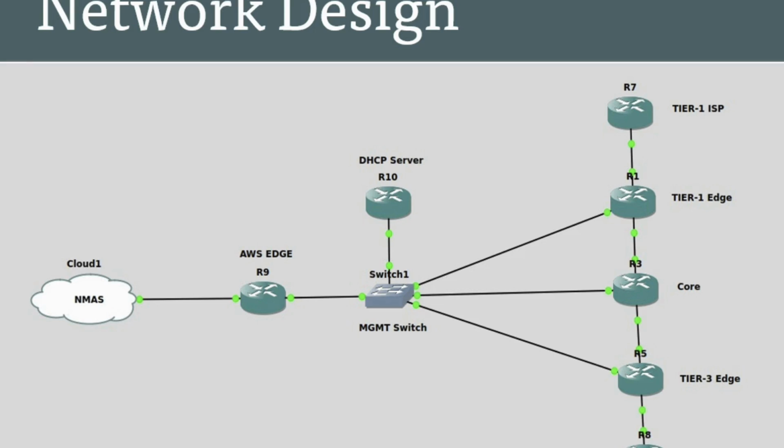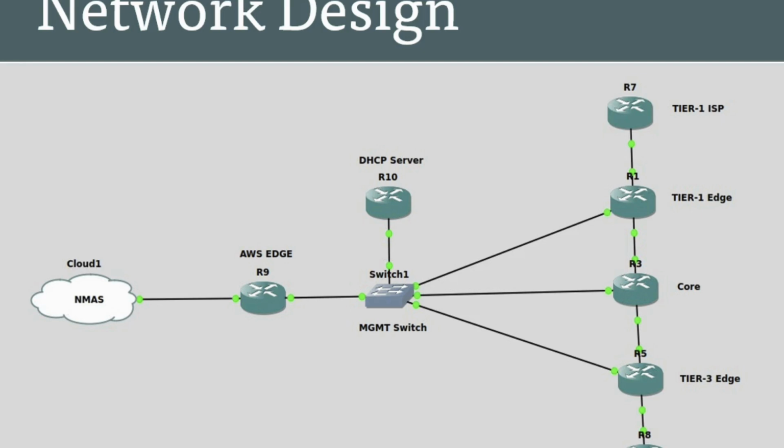That edge router essentially is connected to a management switch, and the management switch connects to the DHCP server, which could also act as a TFTP server for zero touch provisioning. The management switch also connects out of band with the actual transit network of the ISP.